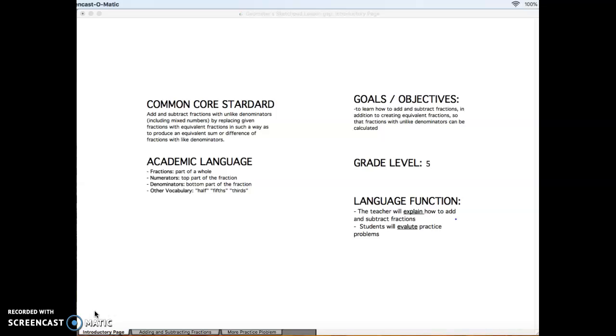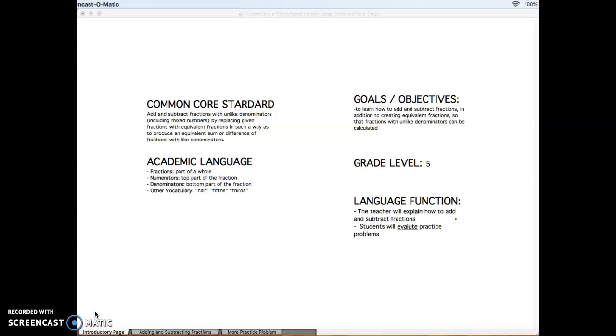The goal of this lesson is to learn how to add and subtract fractions and to create equivalent fractions so that fractions with unlike denominators can be solved. And this can be aligned with the Common Core standard that is presented here.